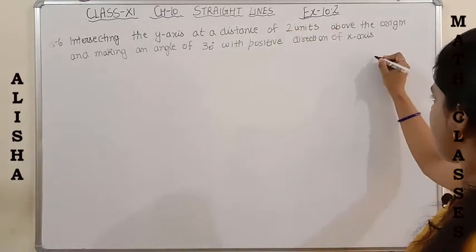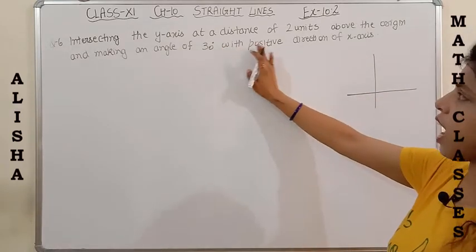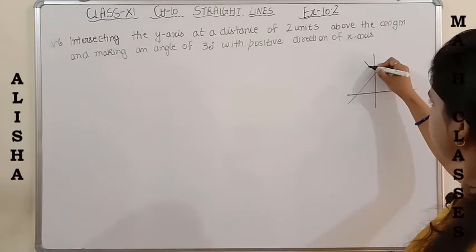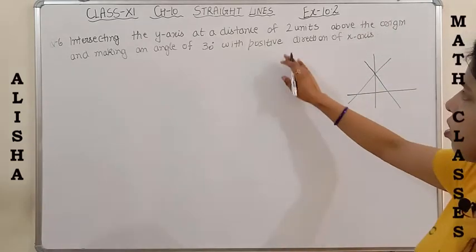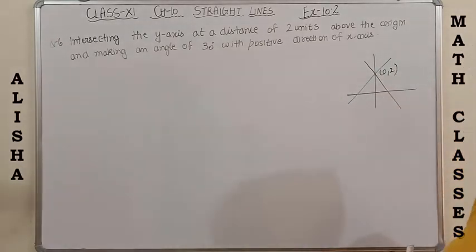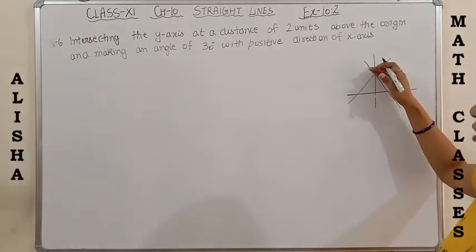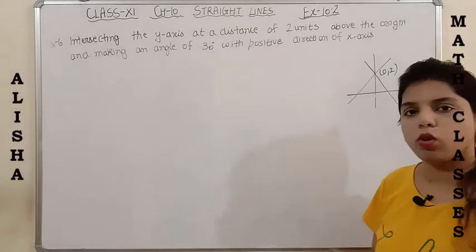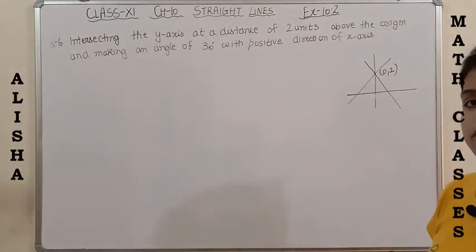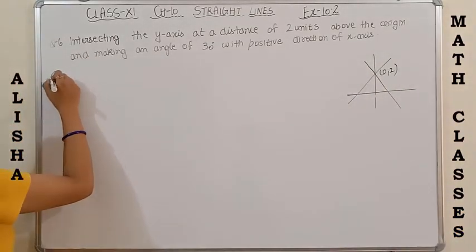So first of all, I will be able to know that if a line is cutting the y-axis at a distance of 2 units above the origin, it can be like this or it can be like this also, because it is cutting above the x-axis. So that means I am damn sure that this line is passing through the point (0, 2), because above the origin means y is positive, and you know that if it is cutting the y-axis, then x must be 0. So I know here that this line is passing through the point. So we'll just write down the solution.